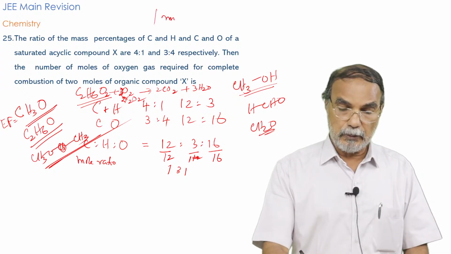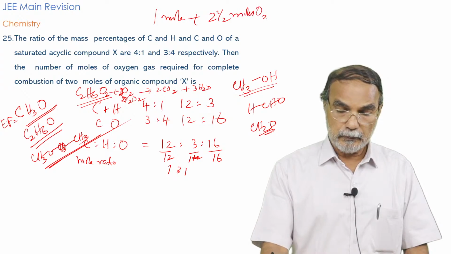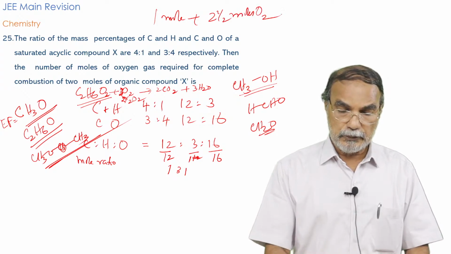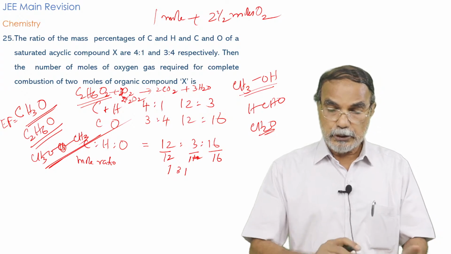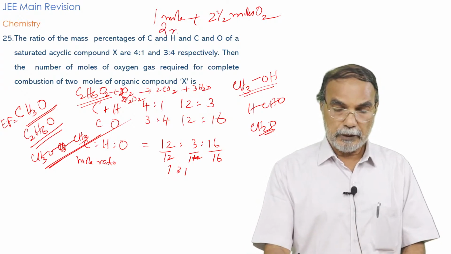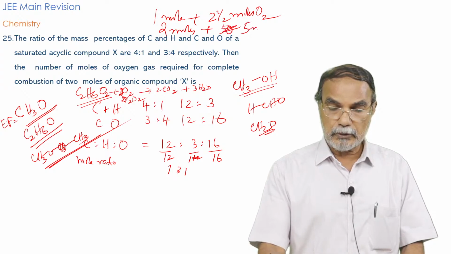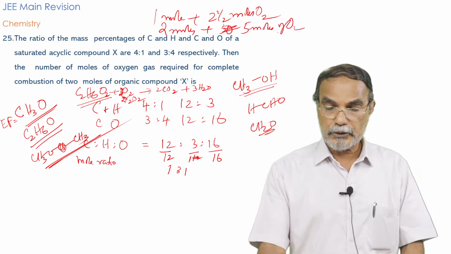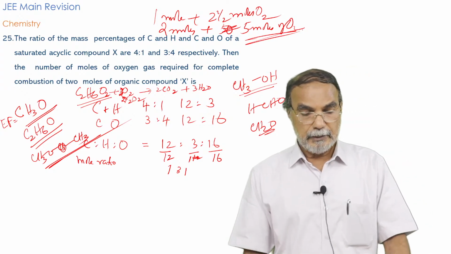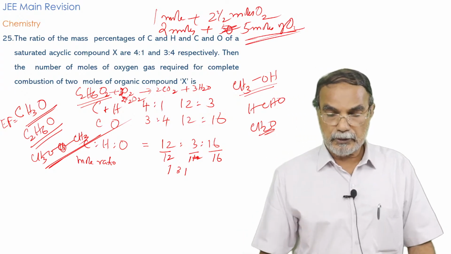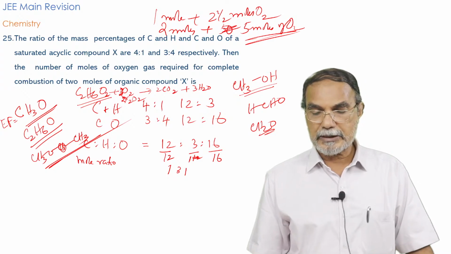For 1 mole of compound, you require 2 and a half moles of O2. So the question is, what is the number of moles of oxygen required for complete combustion of 2 moles of the compound? If you have 2 moles of the compound, you will require 5 moles of O2. So that's the answer. The number of moles of oxygen required is 5 moles of O2.